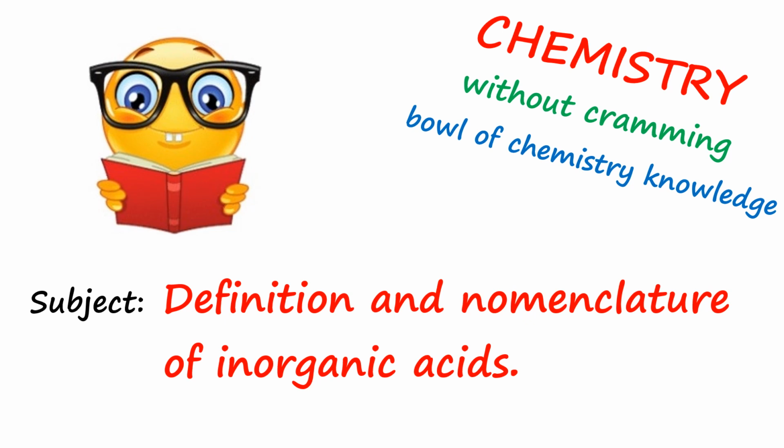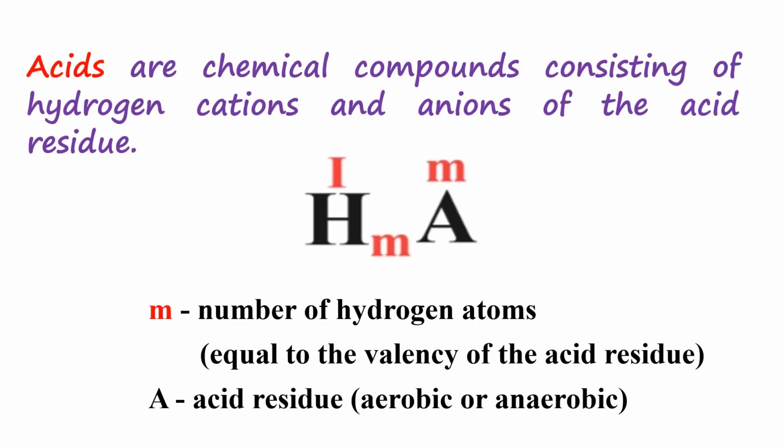My name is Agnes and the topic of today's lesson is definition and nomenclature of inorganic acids. Acids are chemical compounds consisting of hydrogen cations and anions, the acid residue. The general formula for acids can be written as HmA. m is the number of hydrogen atoms, equal to the valency of the acid residue. A is the acid residue, oxygen-containing or oxygen-free.